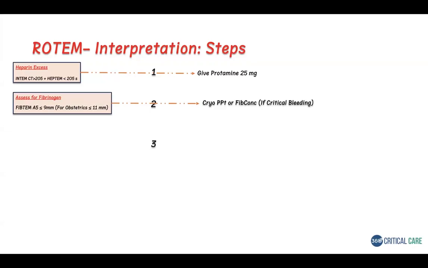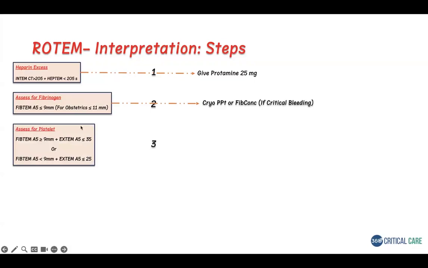Now, the third thing, okay, that's not the cause. Then what you do is look for the EXTEM. If you have a fibrinogen of 9 millimeter or more, normal in FIBTEM, but in EXTEM the A5 is 35 or less, like the difference is 25 or less, that means you have an issue with platelet, right? If both are low, like FIBTEM A5 is low and EXTEM A5 is less than 25, it is a combined problem. Even if the fibrinogen is high or normal, but the EXTEM is low, that means it is a problem of the platelet. Okay, you give the platelet. So third thing you look for is the EXTEM.